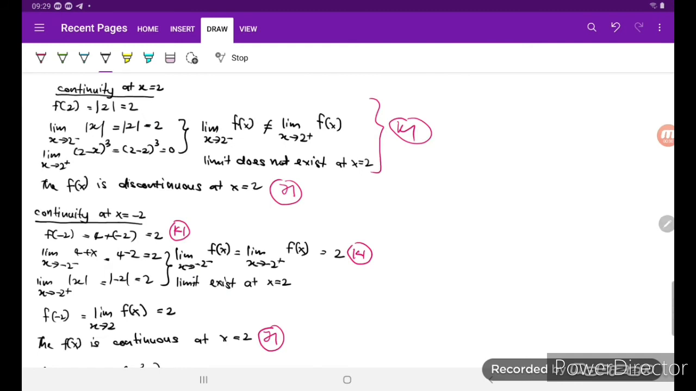Number 5, marks given when we calculate continuity at x equals to negative 2 first. Okay. Is Q1 if you calculate f negative 2, and then another Q1 if you calculate the limit and you get 2, then you equalize limit 2 plus 2 minus is equal to 2.